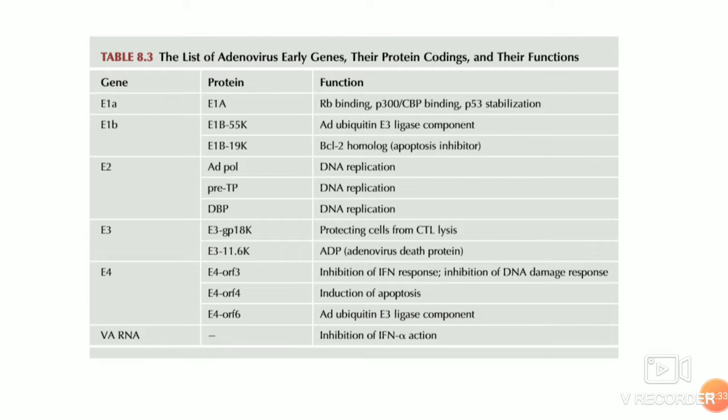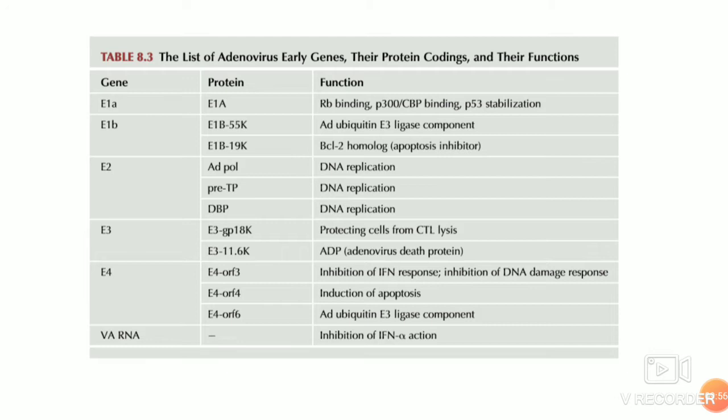E3 has two spliced proteins. One is E3 GP18K, which protects the cell from cytotoxic T cell mediated lysis. E3 11.6 is adenovirus death protein, which helps in release of the virus.